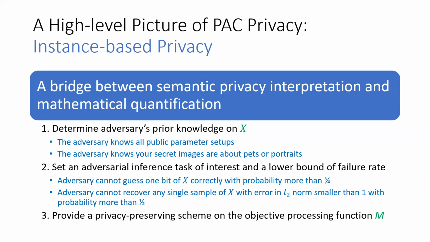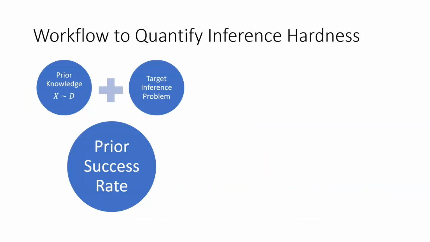Okay, so what exactly do we want from PAC privacy? Given arbitrary adversary prior knowledge or data distribution, for an arbitrary inference task and for an arbitrary, possibly black box, data processing, we want to show there exists some framework that tells us how to perturb and randomize until it can produce satisfactory privacy guarantees, captured by an upper bound on the posterior success rate of the adversary.